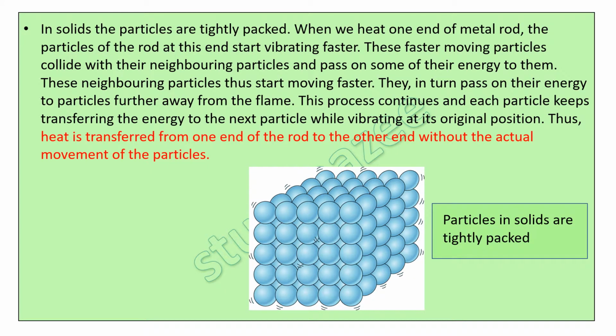In solids, the particles are tightly packed. When we heat one end of the metal rod, the particles of the rod at this end start vibrating faster. These faster moving particles collide with their neighboring particles and pass on some of their energy to them. These neighboring particles thus start moving faster. They in turn pass on their energy to particles further away from the flame. This process continues and each particle keeps transferring the energy to the next particle while vibrating at its original position. Thus, heat is transferred from one end of the rod to the other end without the actual movement of the particles.